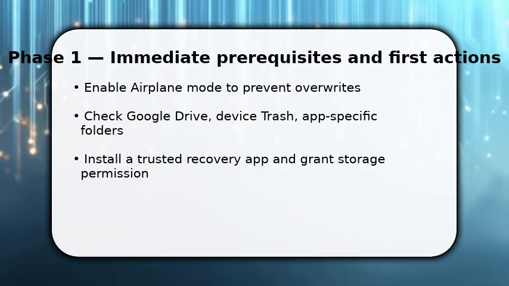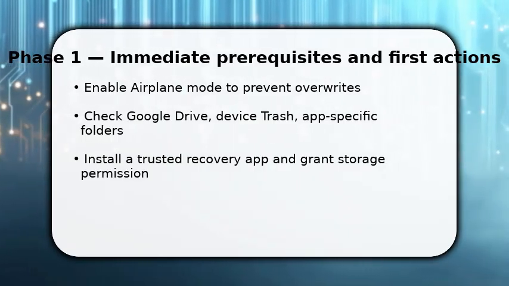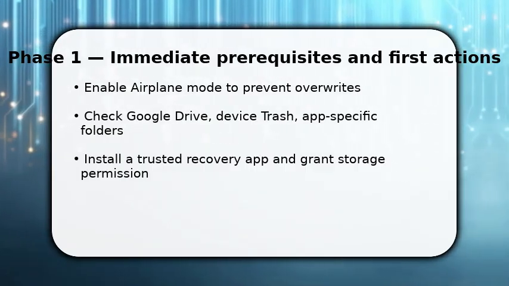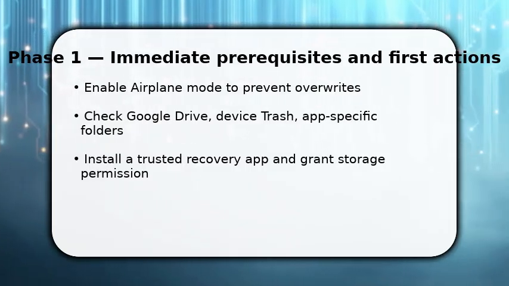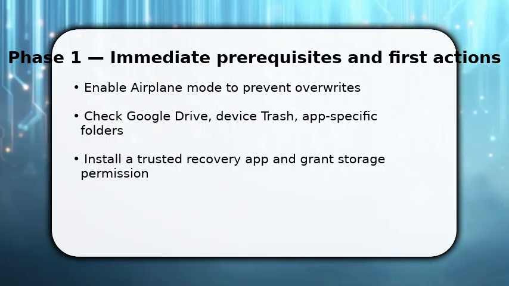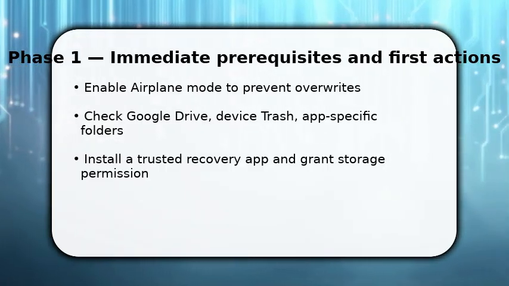You begin by minimizing writes to the device, enable airplane mode, and stop using the Recorder app. Next, check Google Drive and the app's trash folder for backups because many apps autosave. Once done, install a reputable recovery tool and grant only the storage permission it needs. This allows deep scans. You do not need root yet, scanning first preserves options.